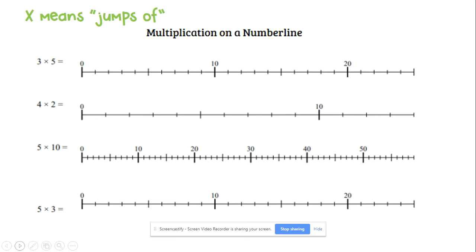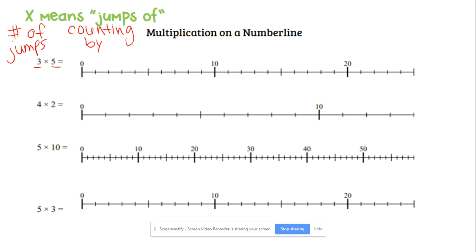Let's look at the other page that you already glued down in your math notebook, using multiplication on a number line to help you solve these equations. So earlier I mentioned that the X can stand for many things. And in this strategy, 3 times 5, we can also read it as 3 jumps of 5. So the first number in your multiplication equations stands for the number of jumps that you need. And your second number stands for what you were counting up. So in 3 times 5, I'm going to have 3 jumps, and I'm going to be counting up by 5 each time.